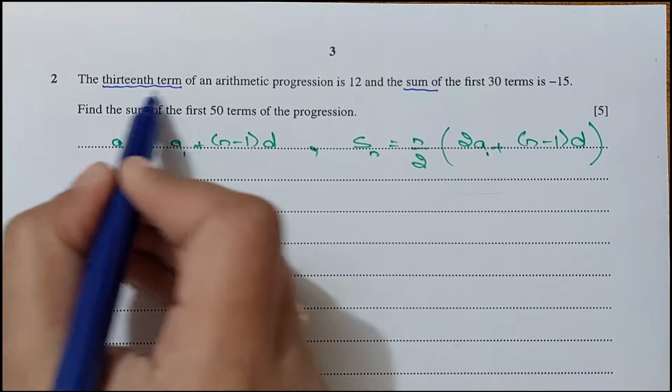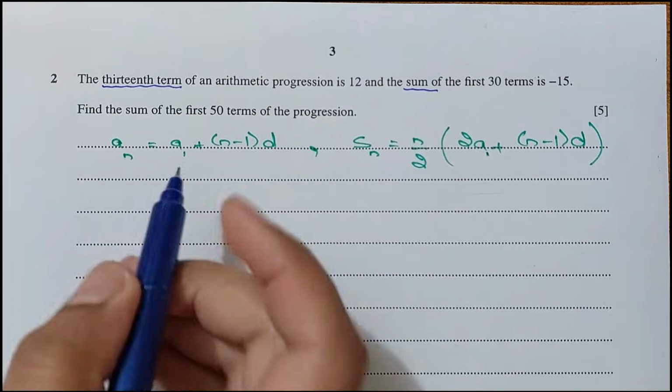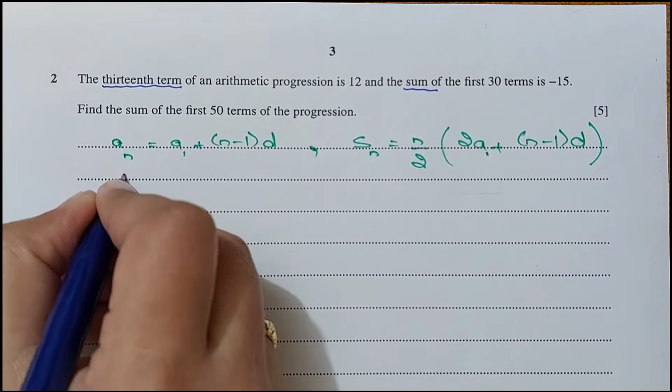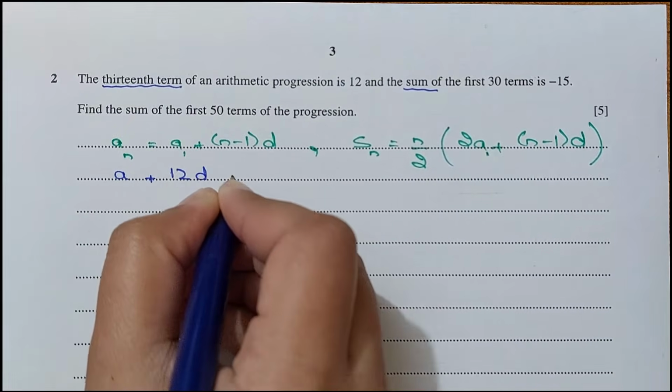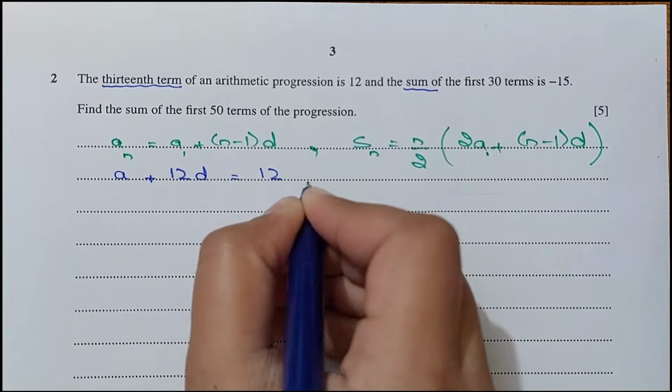Now we have been given the 13th term, when n equals 13, so we can say that a plus 13 minus 1, that is 12d, equals 12. This is my first equation.